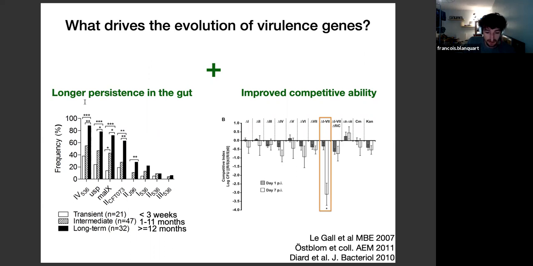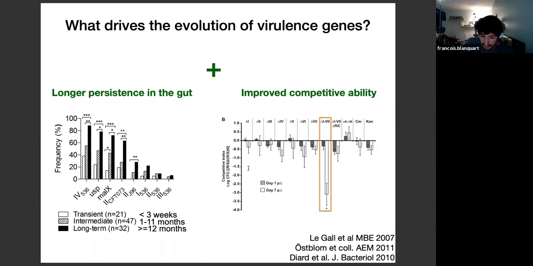with longitudinal follow-up of infants in the first year of their life in Sweden, and they characterized the dynamics of E. coli. So there's a constant turnover of strains in the gut, and they characterized the strain by whether they were transient, so they stayed for a very short time, or intermediate, so for 1 month to 11 months, or long-term, meaning that they reside for more than 12 months in the gut of these infants. And what they see is that as a function of the presence of different virulence genes or virulence islands, the ones which carry, for example, the islands are also more frequently long-term colonizers, so they might enable longer persistence in the gut.